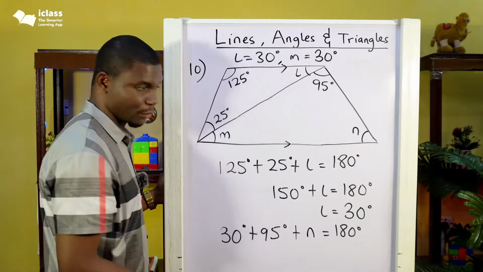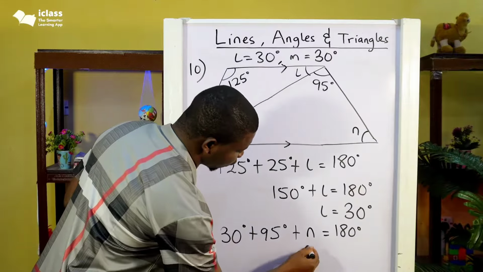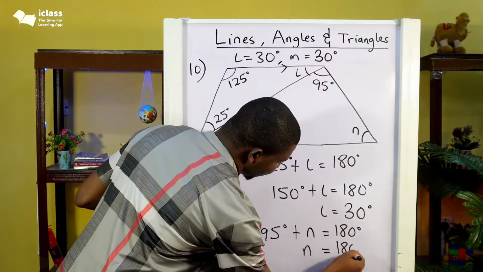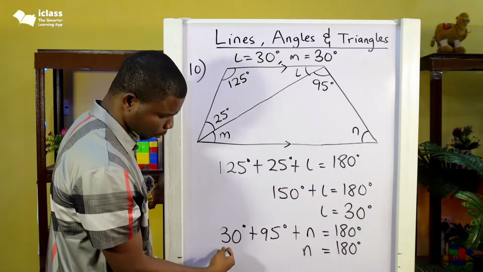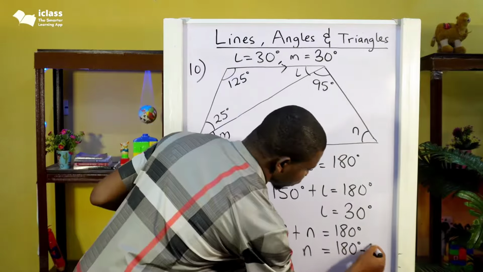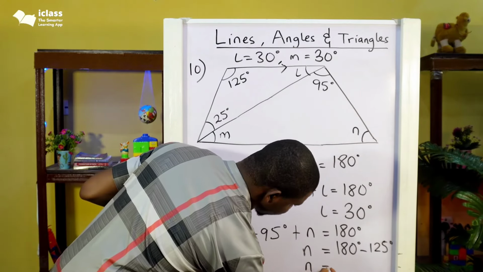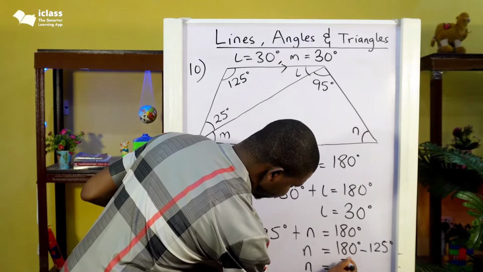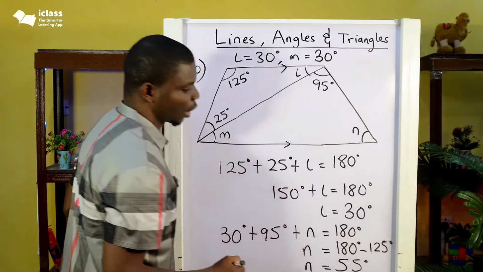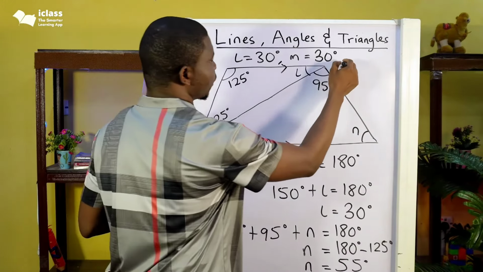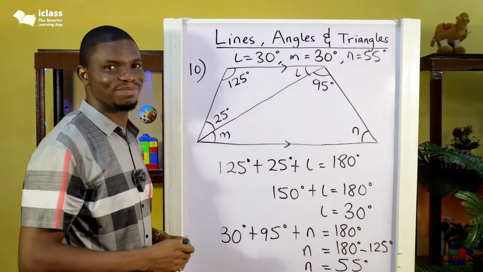30 plus 95 is what? That will give us 125. So N will be equal to 180 minus 125 degrees, right? That will give us what? So our N is equal to 55 degrees. Our N is equal to 55 degrees. I hope you got all of them.